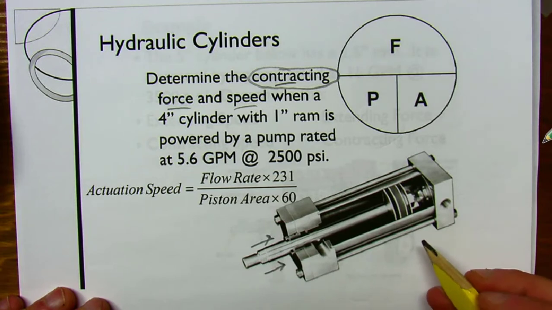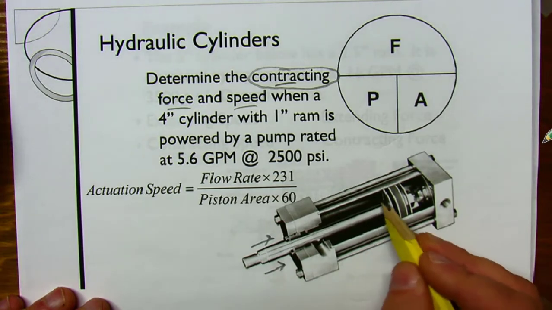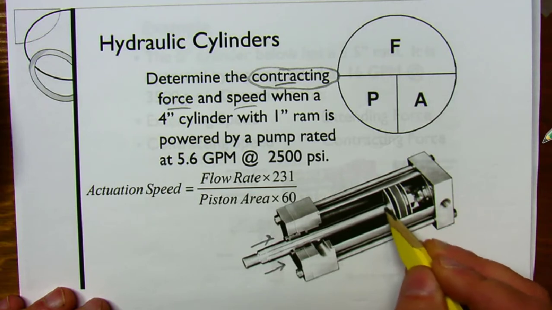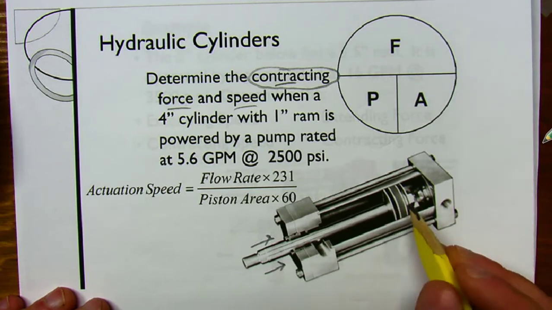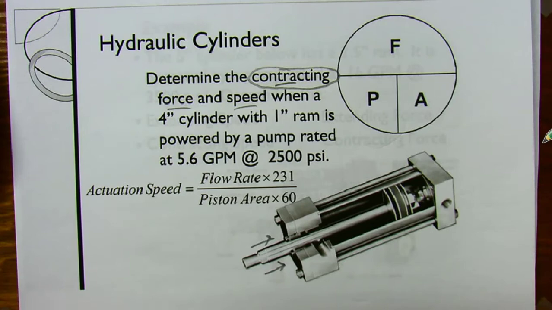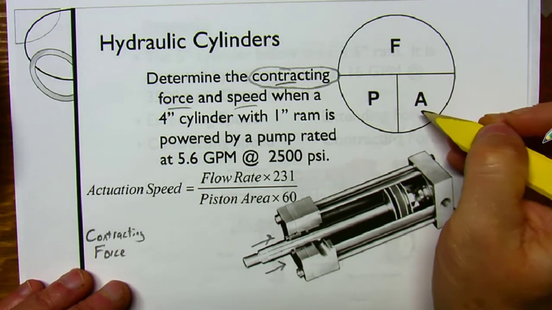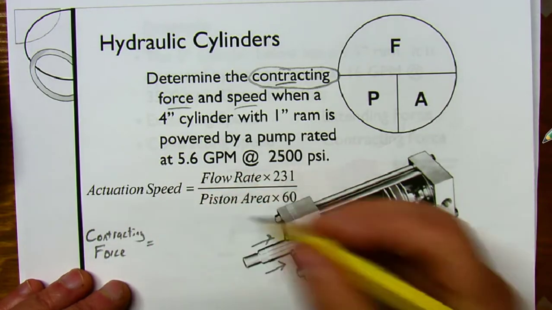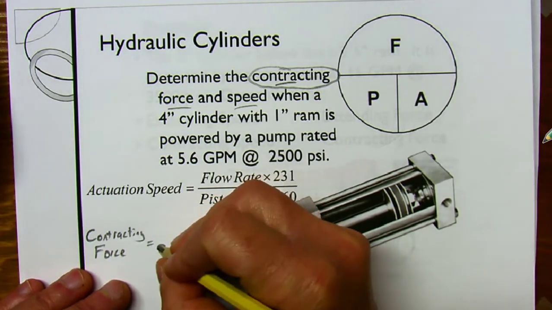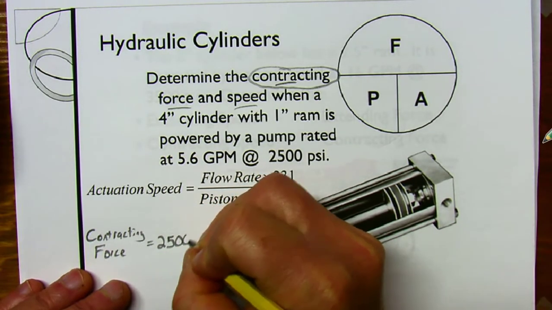Well, it should be less, right? Because this hydraulic fluid doesn't have quite as much area to push against. It loses that hole in the middle, so there's not as much area to push against. That's going to reduce our force. So our contracting force, our wheel still says force is pressure times area. So our contracting force is going to be our pressure. That's no different, 2,500 psi. It's the same pump.